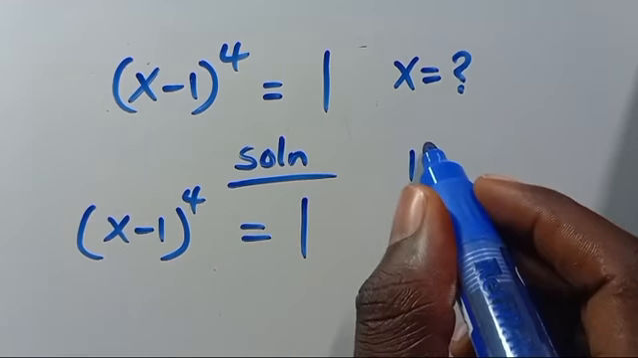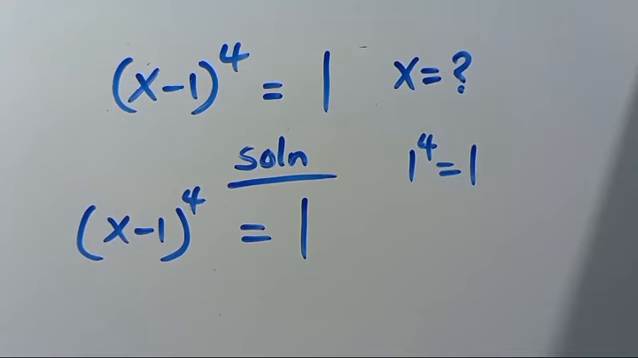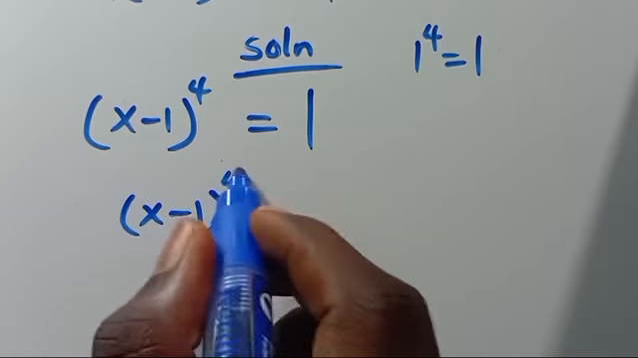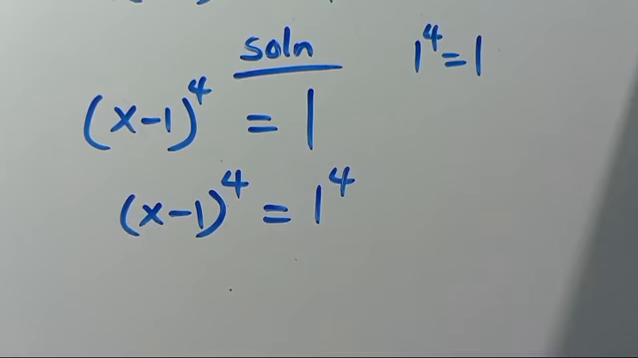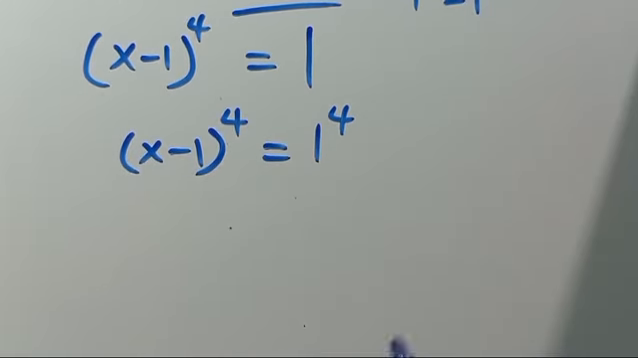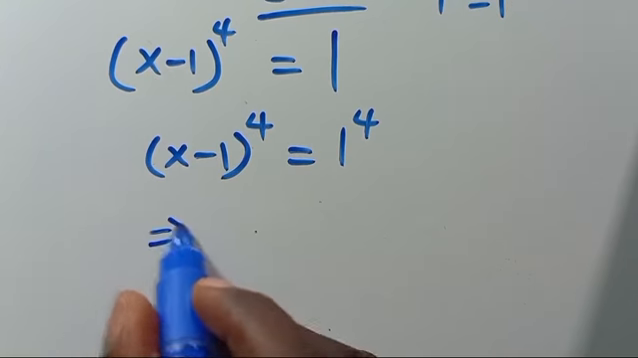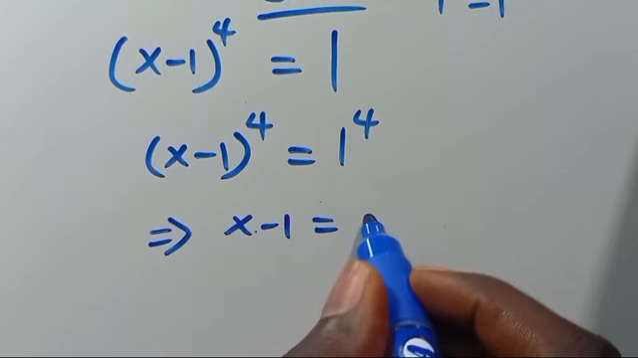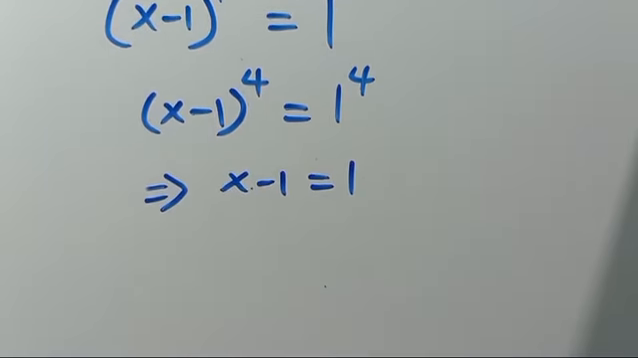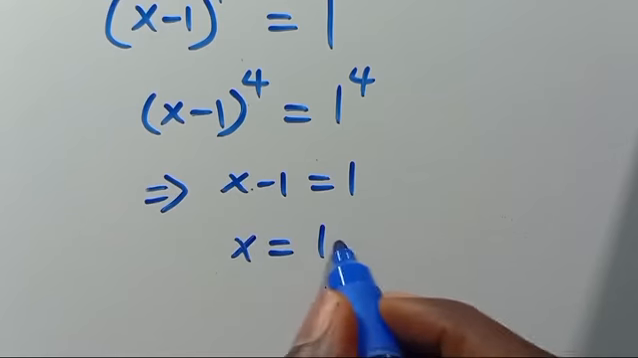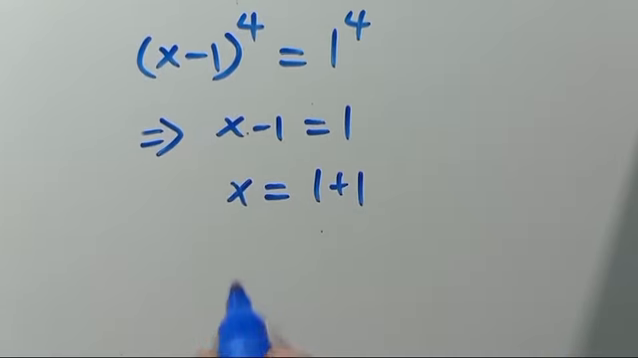But mind you, we can have 1^4 equal to 1. So from here we have (x - 1)^4 = 1^4. Now, since they have the same power with different bases, we can equate the bases, then x - 1 will be equal to 1. So if x - 1 = 1, this implies x = 1 + 1. Therefore, x = 2.